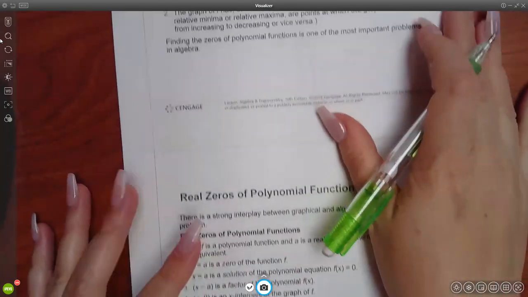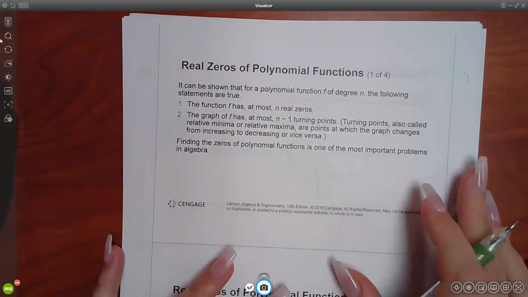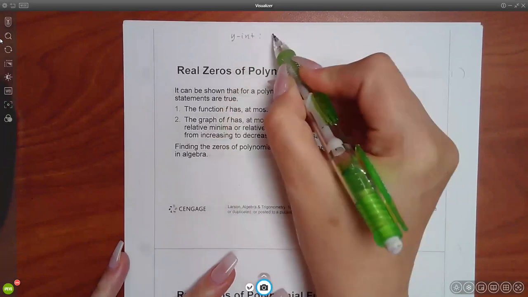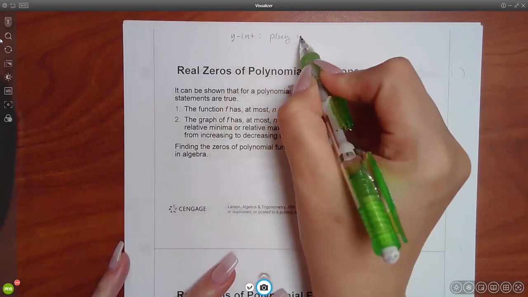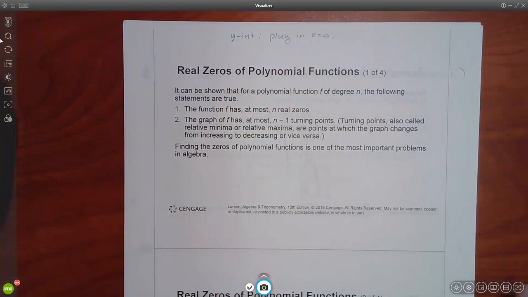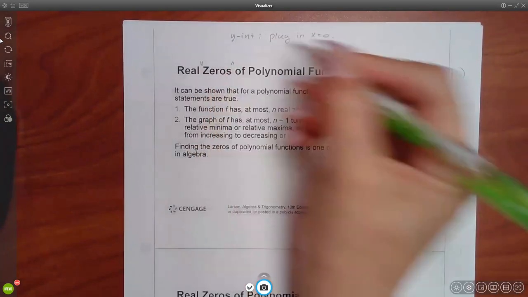So we're going to get into those intercepts. We know how to find y-intercepts. Y-intercepts are never a problem. You can always find a y-intercept by just plugging in zero. Whatever the polynomial looks like, you just make all the x's zero, and that's your y-intercept. That's not complicated. What's going to be complicated is finding these zeros.